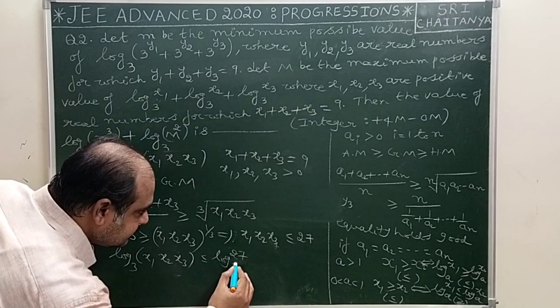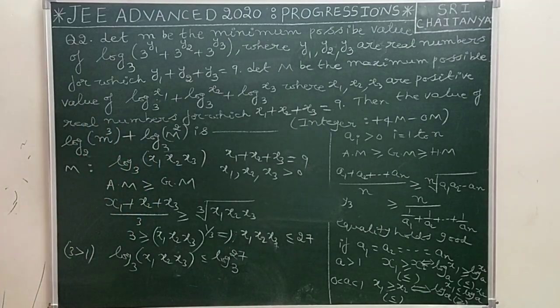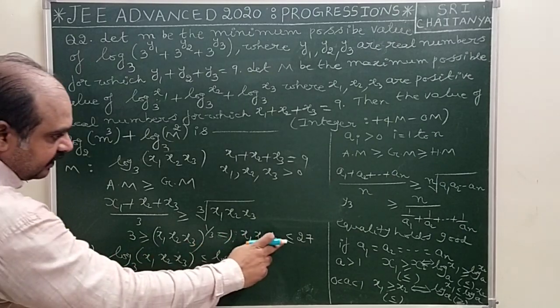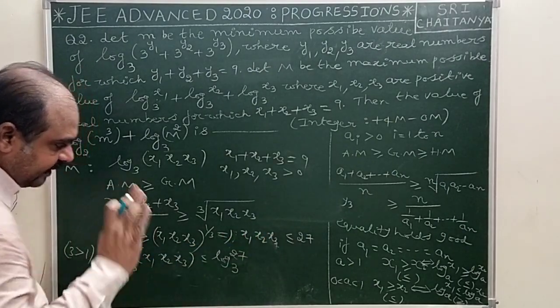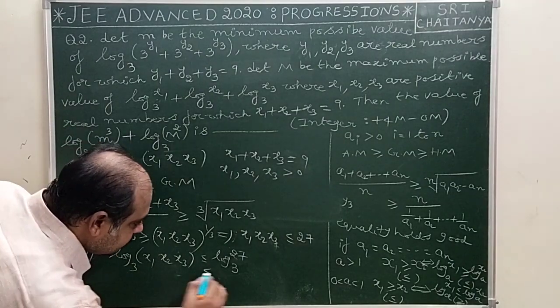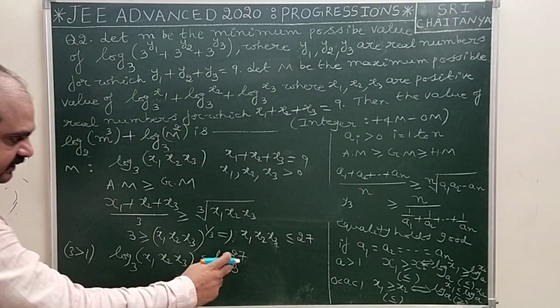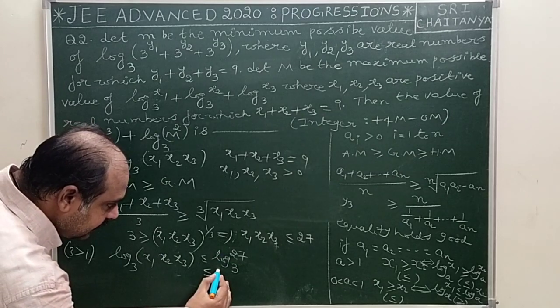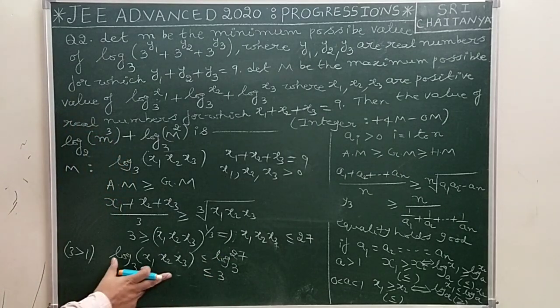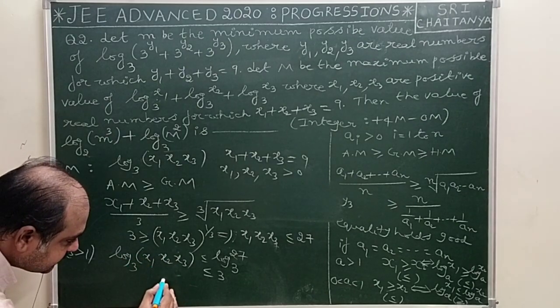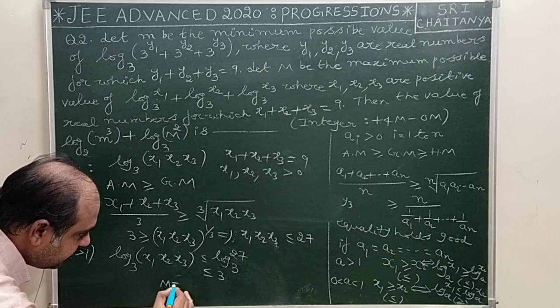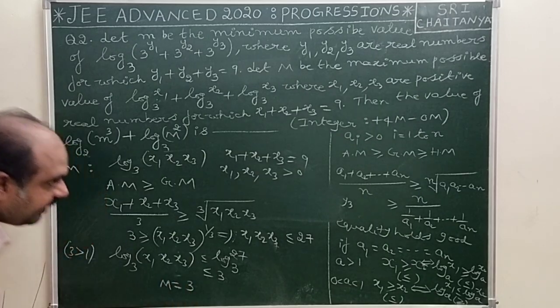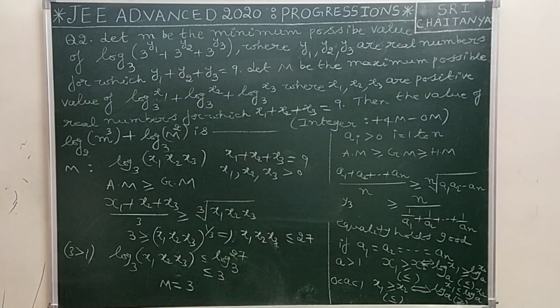Now log 27 to the base 3. I have applied logarithm, and as the base is greater than 1, the same less than or equal to will come. That means this is less than or equal to, this is 3 cube, that means 3. Therefore, what is the maximum value of log of x1 x2 x3 to the base 3? It is less than or equal to 3, so the maximum value of this is 3.